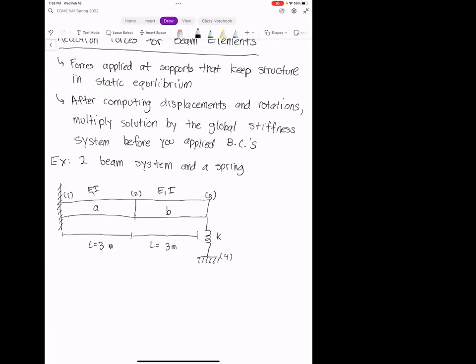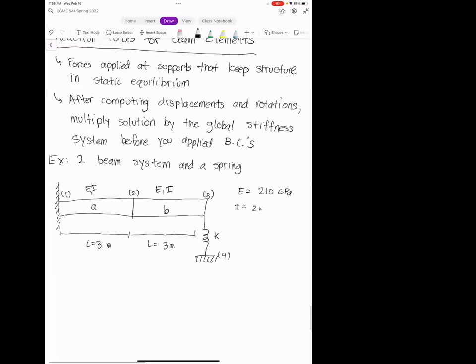And of course, each beam has its Young's modulus and moment of inertia. Let me go ahead and fill in the numbers for this. For the Young's modulus, we're going to assume it's 210 gigapascals. I here is going to be 2 times 10 to the minus 4 meters to the 4th. And K is going to be 200 kilonewtons per meter.